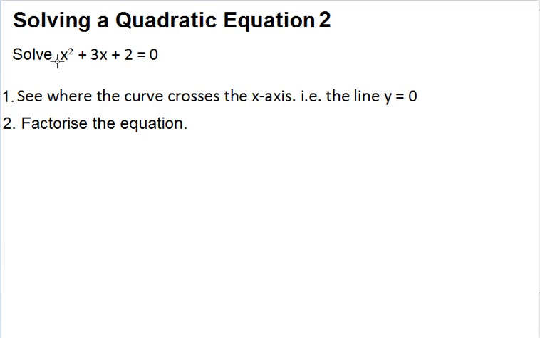So in the last video we looked at solving this quadratic equation here, and what we did was we drew the curve y equals x squared plus 3x plus 2, and we looked to see where that crossed the x-axis, or the line y equals 0. And where it crossed the x-axis, in this case we had two solutions, x is minus 1 and x is minus 2. So that's one way that you can solve a quadratic equation, by looking to see where the curve crosses the x-axis. Another way that you can use is by factorizing the equation.